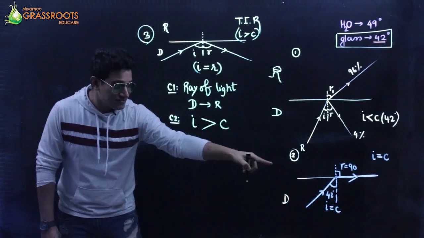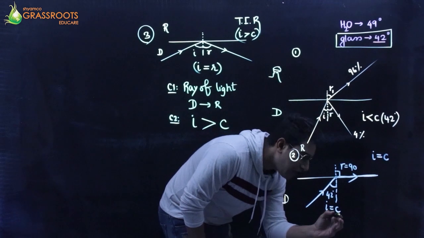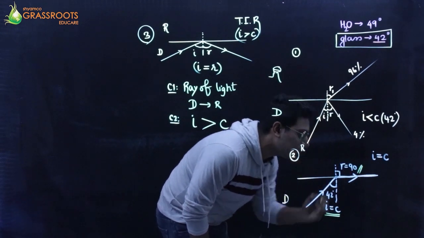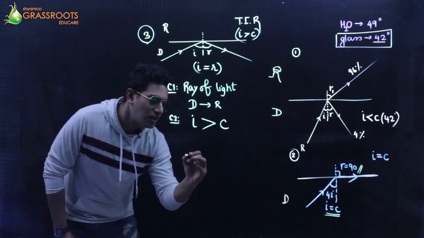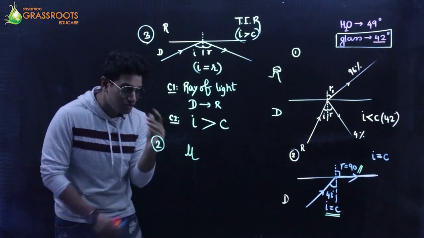If I talk about the second case, please help me out. I is equal to C and R is equal to 90 degrees. So if I start about mu, that's my second answer for you all. Mu, I'm just connecting it.